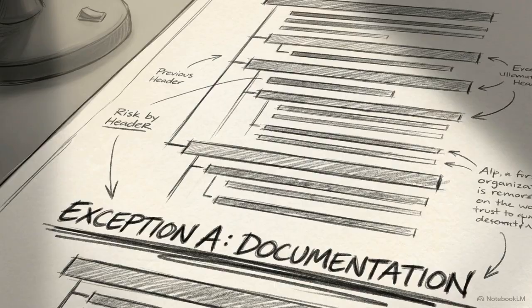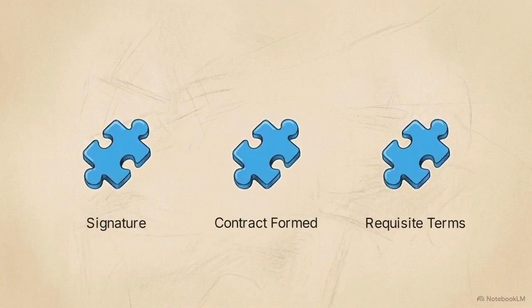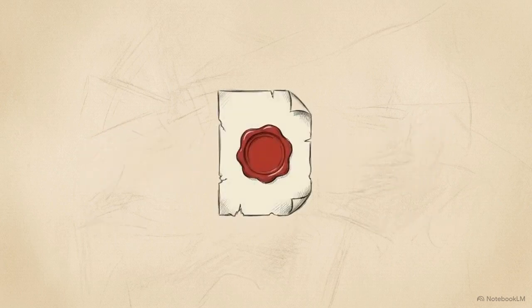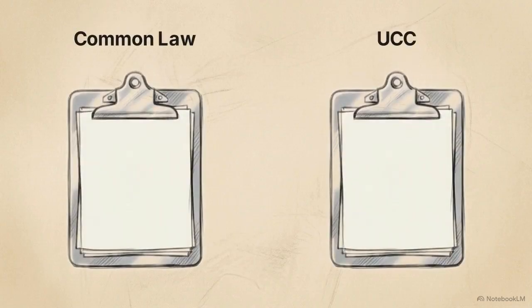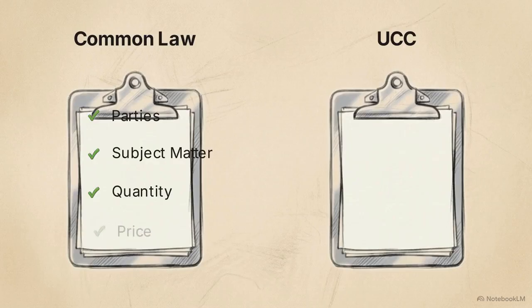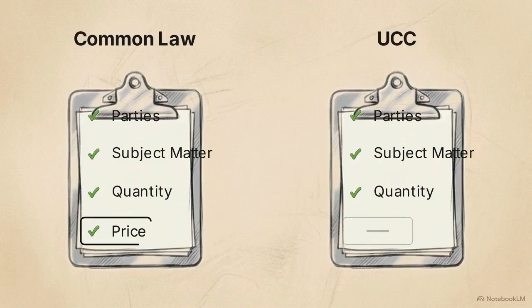If the contract does trigger the statute, move to your next subheader, Satisfaction by Writing. To satisfy the statute with a physical document, the writing must meet 3 requirements. It must be signed by the party against whom enforcement is sought, it must show a contract was formed, and it must contain the requisite terms. Those requisite terms depend entirely on your gateway issue. The common law requires the parties, the subject matter, the quantity, and the price. The UCC only requires the parties, the subject matter, and the quantity.